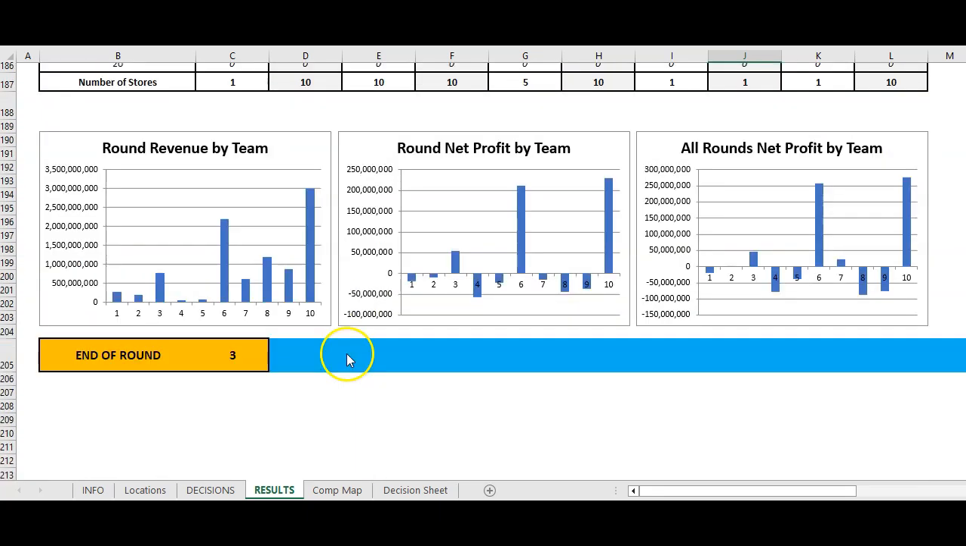So we have a look at all rounds. Teams 8 and 9 have lost almost 100 million. And these ones have made over 250 million. So you can lose money. Okay, so even though there's a lot of profit in the place, you can go forward or go backwards.